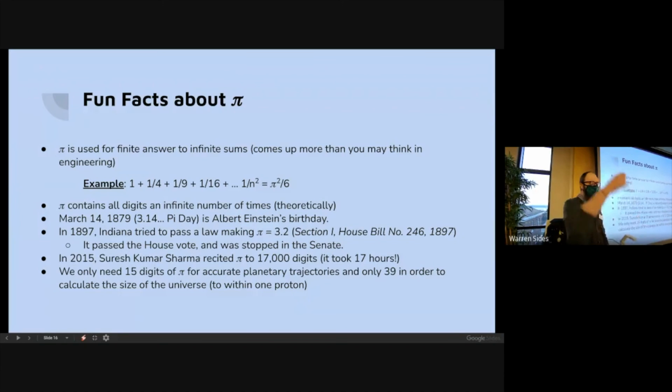In 1897, this is so funny, Indiana tried to pass a law making pi equal to 3.2. It got halfway there. The House is like, yeah, that sounds great. Senate's like, you're an idiot. So yeah, Indiana was very close to having 3.2 being pi.